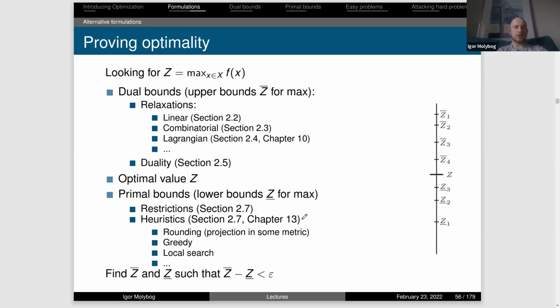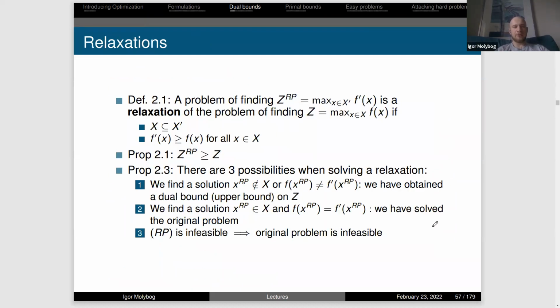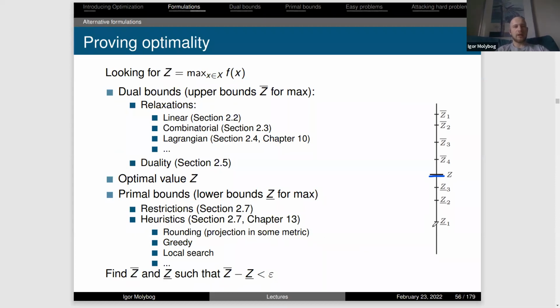So there are two types of bounds that we can consider. One is the dual bound, which is the upper bound for maximization, and the other is the primal bound, which is the lower bound for maximization. Obviously the optimal value is going to be in between these two, and we have considered multiple approaches for construction of both of these bounds.